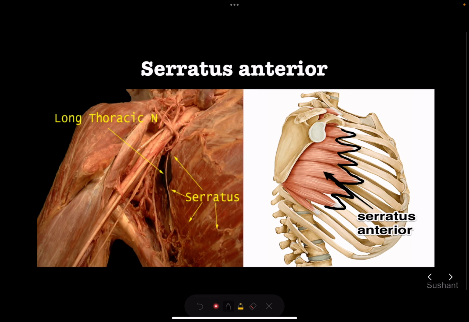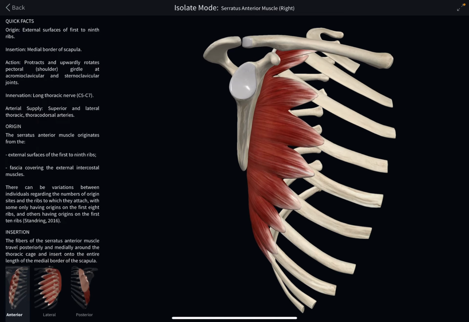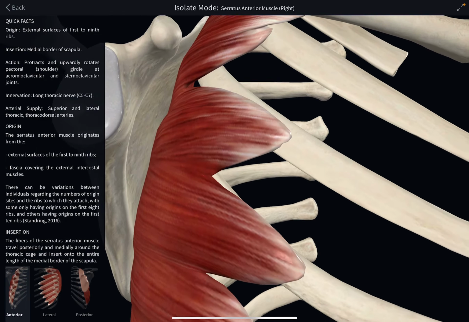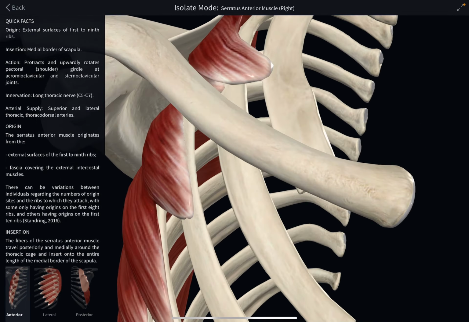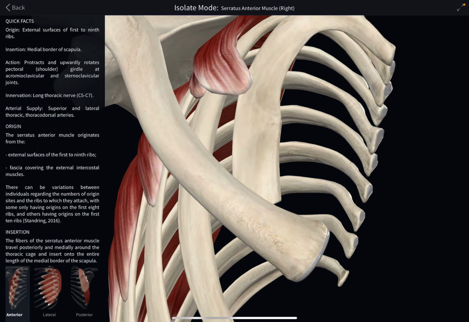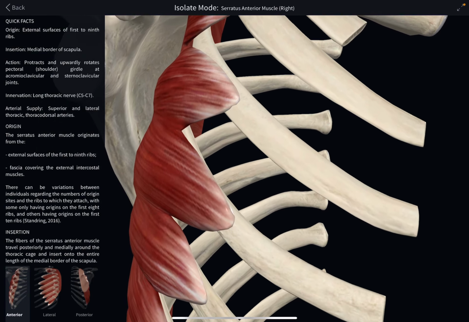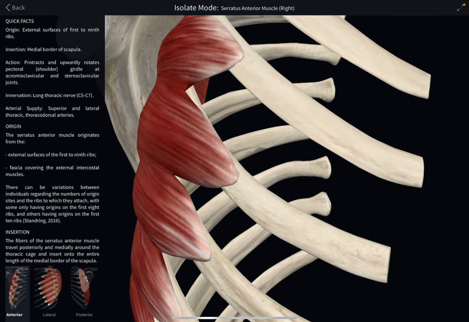Now, let us talk about the origin of the serratus anterior. The serratus anterior arises by 8 fleshy slips. Okay, it has 8 slips of origin. Let us look at the model. See, here is the muscle, serratus anterior. Now, if you count the number of slips it takes its origin from, you can see 1, 2, 3, 4, 5, 6, 7, 8 slips are there.